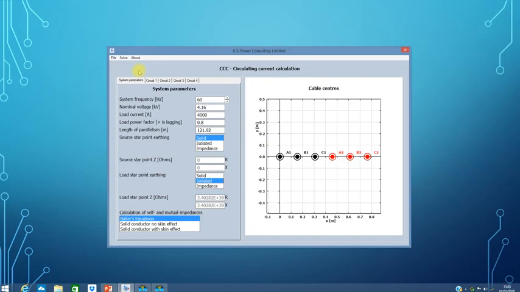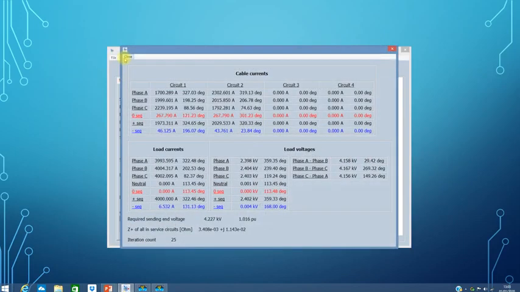So having made that change, if we run the program again, we've now eliminated the zero sequence component of current in the load, and we can see that we still have the zero sequence component of current in the two three-phase circuits, and the zero sequence currents are identical and 180 degrees out of phase.